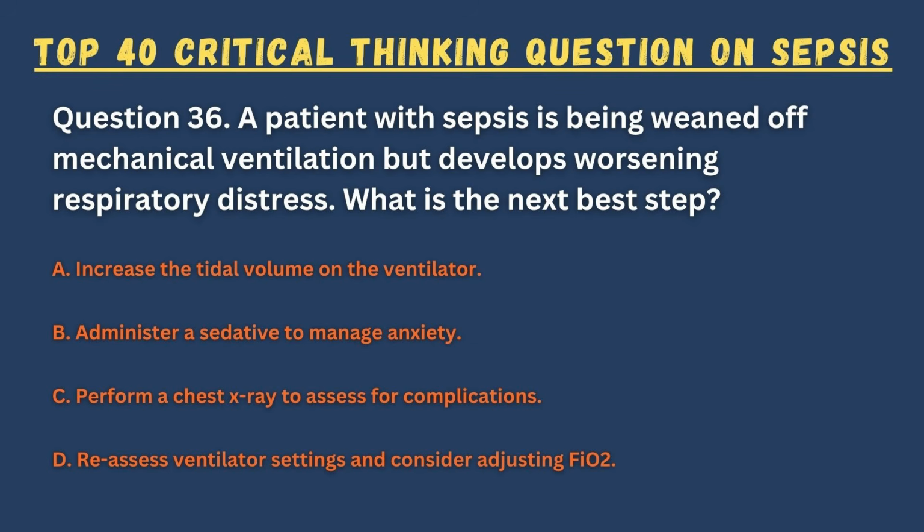Question 36. A patient with sepsis is being weaned off mechanical ventilation, but develops worsening respiratory distress. What is the next best step? A. Increase the tidal volume on the ventilator. B. Administer a sedative to manage anxiety. C. Perform a chest X-ray to assess for complications. D. Reassess ventilator settings and consider adjusting FiO2.